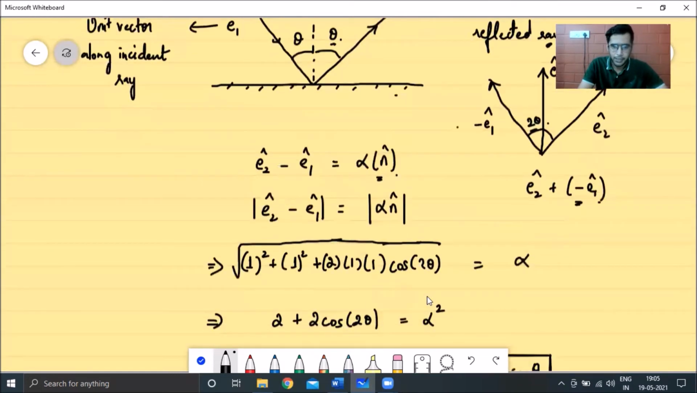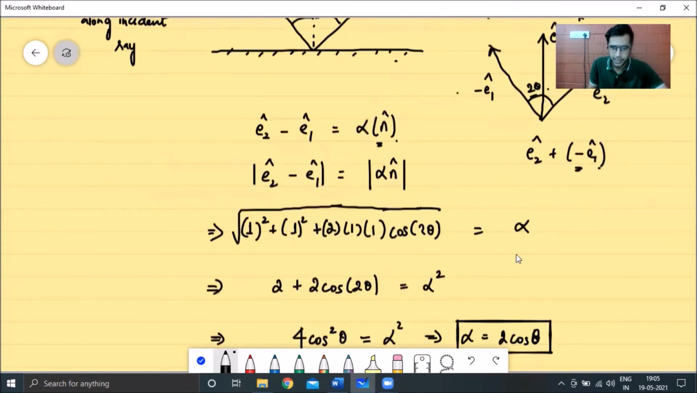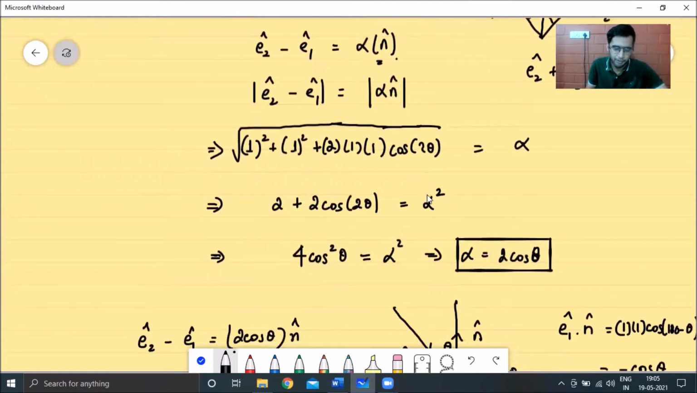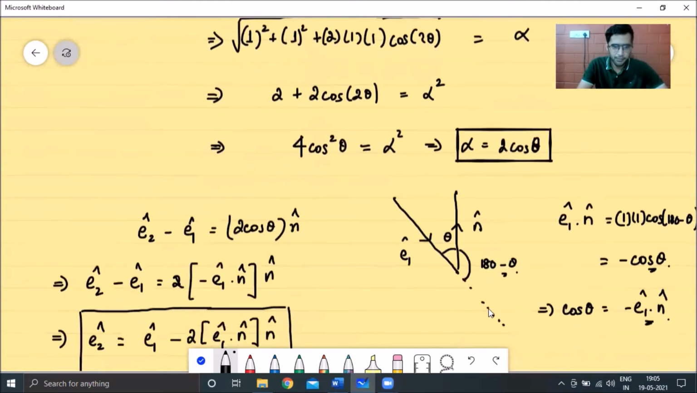Then we're taking the magnitude of both the vectors, because we want to find out what the value of this alpha will be equal to. And then using the formula for the magnitude of the difference between the two vectors, we got this value for alpha to be equal to 2 cos theta. Then substituting back in E2 cap minus E1 cap is equal to alpha into N cap, we have found alpha is 2 cos theta, so 2 cos theta of N cap, right? And then we are writing this cos theta also in terms of these unit vectors.